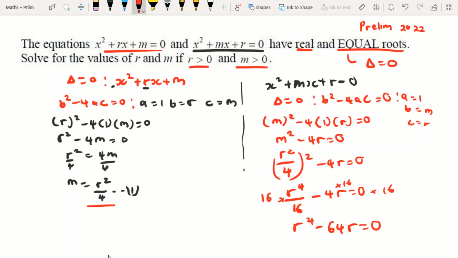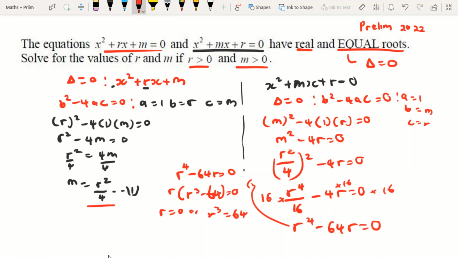To continue from this one here, we have r to the power of 4 minus 64r equals 0. We just factor out the r, we remain with r to the power of 3 minus 64 equals 0. So r equals 0, or r to the power of 3 equals 64. So just punch the cube root of 64 into your calculator. You should get 4. So therefore r is equal to 4.